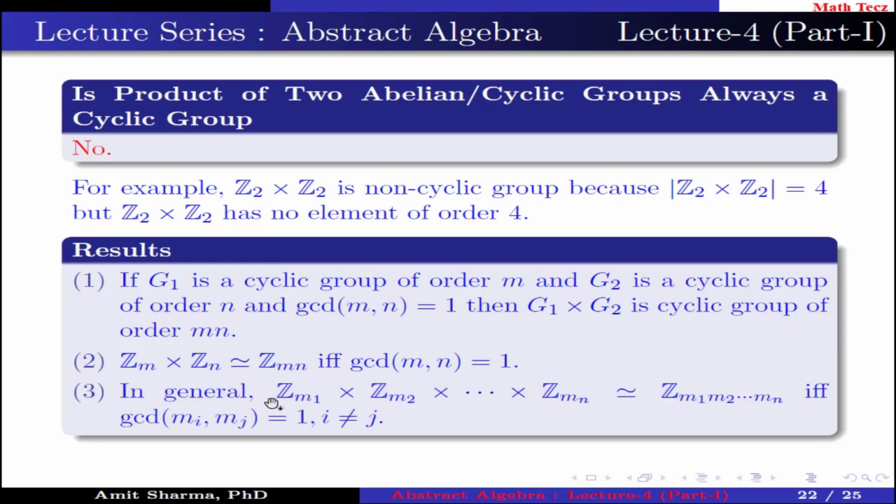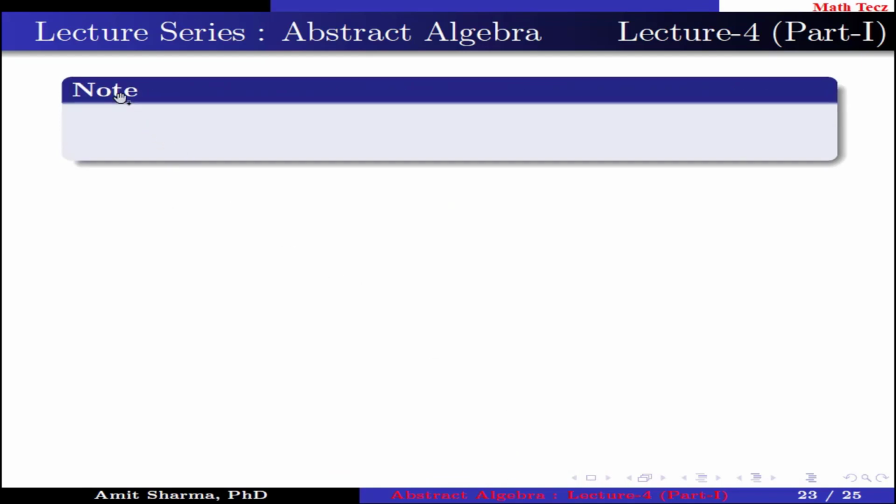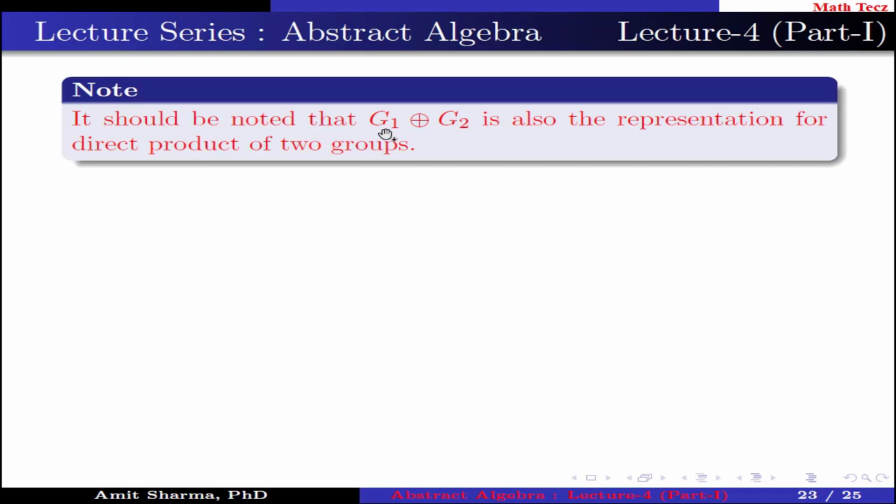Number 3. In general, Zm1 cross Zm2 cross up to Zmn is isomorphic to Z of m1 m2 up to mn if and only if GCD of mi, mj is 1 whenever i is not equal to j. For example, Z3 cross Z4 is isomorphic to Z12 because GCD of 3, 4 is 1 and Z12 is a cyclic group. Note: G1 direct product G2 is also the representation for the direct product of two groups.